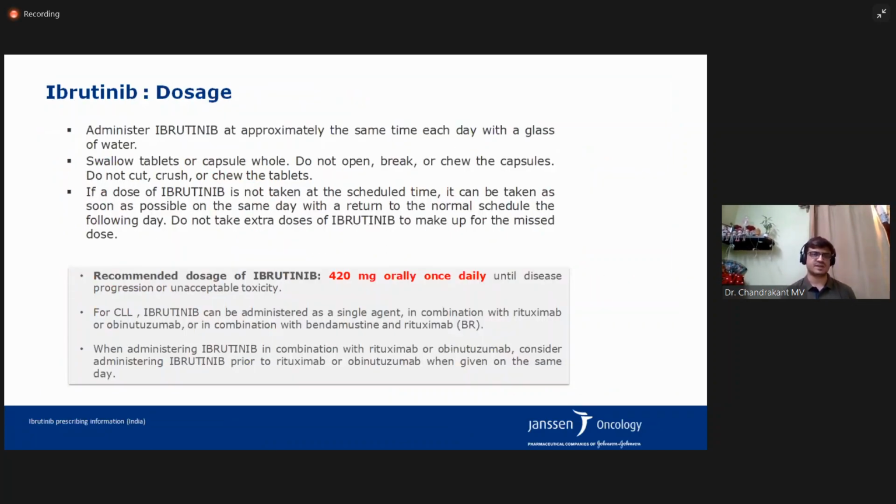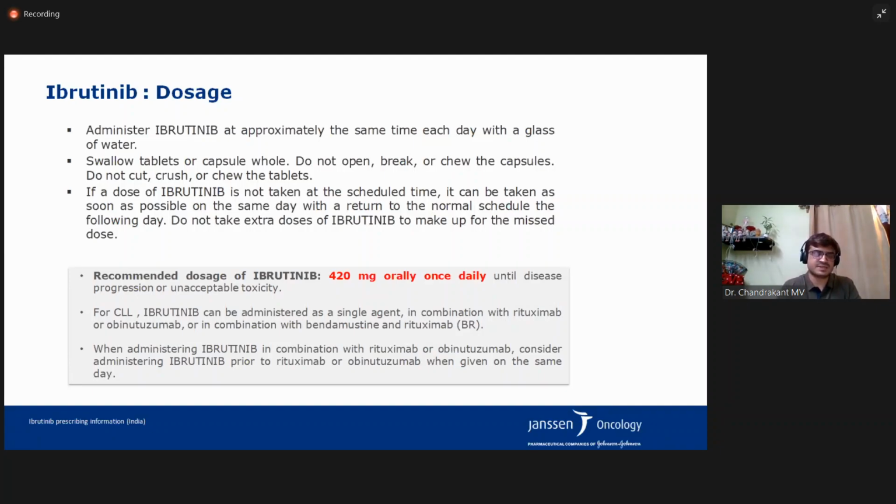So what is the dosage of ibrutinib? Ibrutinib should be taken at approximately the same time each day with a glass of water. We have to swallow it, it should not be chewed or broken, and it should be taken at a particular point of the day so that we remember and take it at that particular time. If a dose is missed, it should not be doubled the subsequent day. It should be taken as early as possible. And the dose of ibrutinib is 420 milligram once orally until disease progression or unacceptable toxicity.